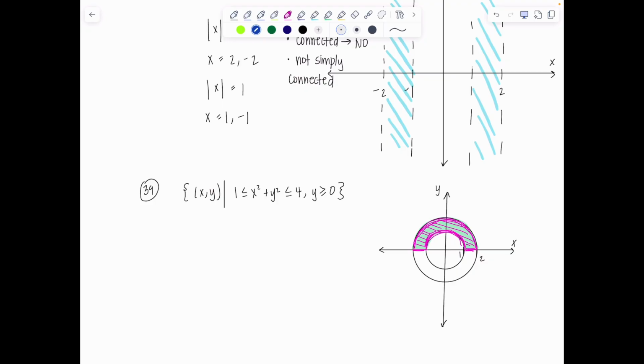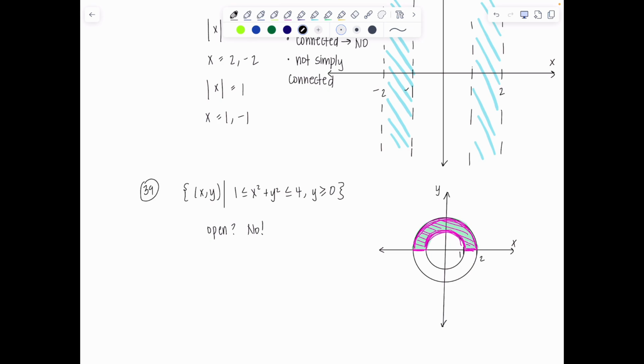Okay, so is the region open? No, anytime the boundary is included, it can't be open. Because if you take a boundary point and you try to draw a disk around it of non-zero radius, you're going to be outside the region. Okay, so no way.